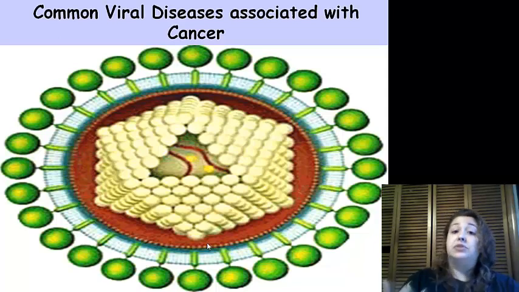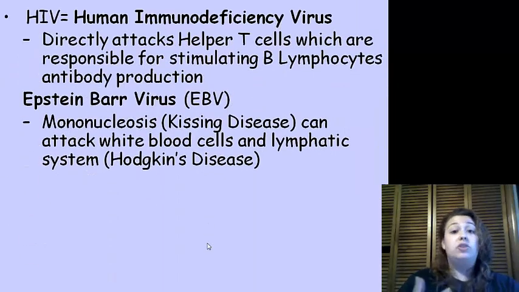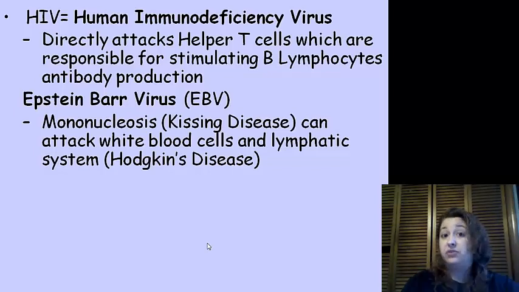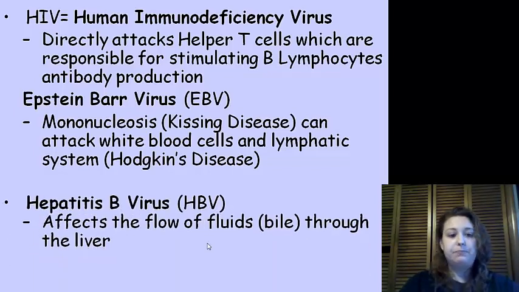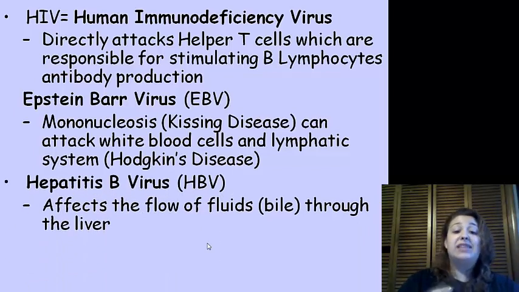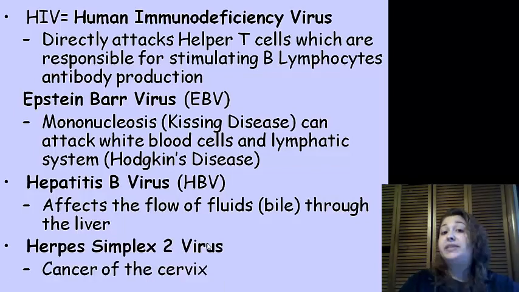Viral diseases associated with cancer. We see HIV, or the human immunodeficiency virus, which directly attacks the T helper cells that are responsible for stimulating the antibodies or the lymphocytes. Epstein-Barr virus, now y'all know this as mononucleosis or the kissing disease, can attack the white blood cells and the lymphatic system, leading to Hodgkin's disease. Hepatitis B virus affects the flow of the fluids or bile through the liver. And herpes simplex 2 can cause cervical cancer.